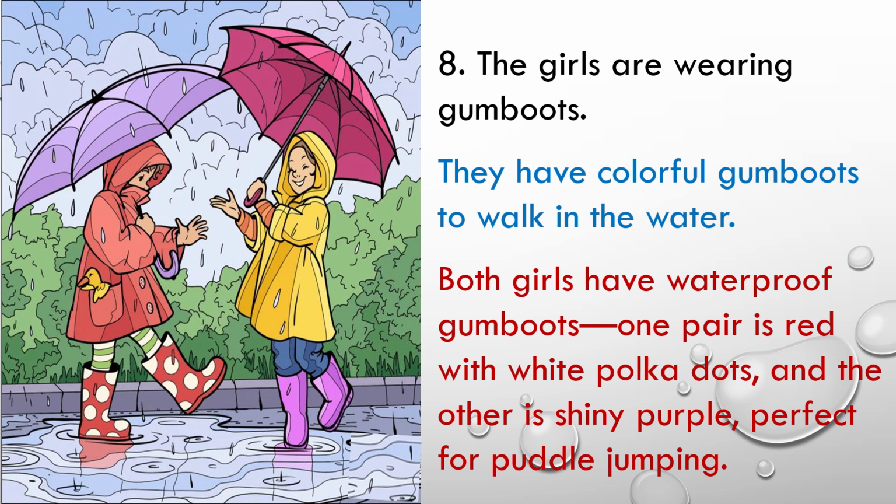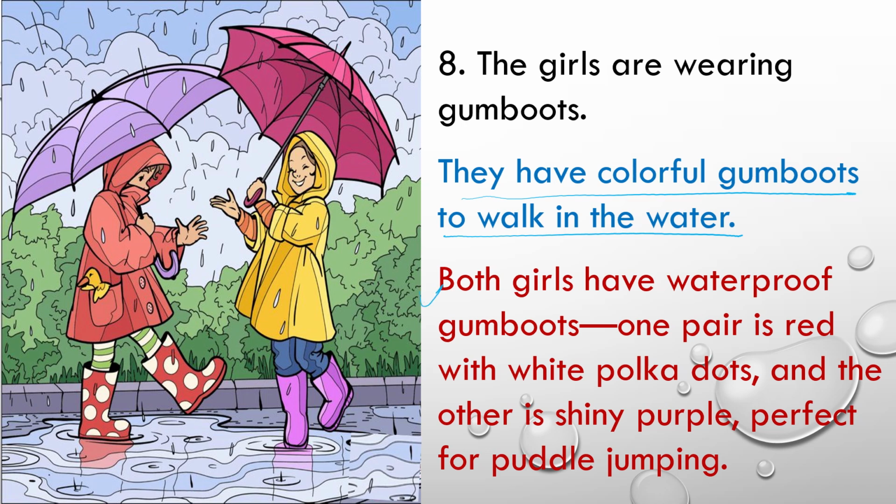Next, the girls are wearing gumboots. Now, gumboots they are wearing, so you can see or hear the actions. They have colorful gumboots to walk in the water, right? Or their gumboots make splashes as they jump in the puddles. That also you can write.